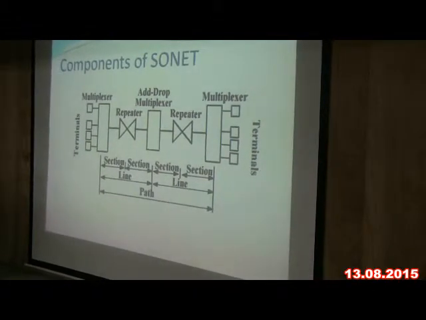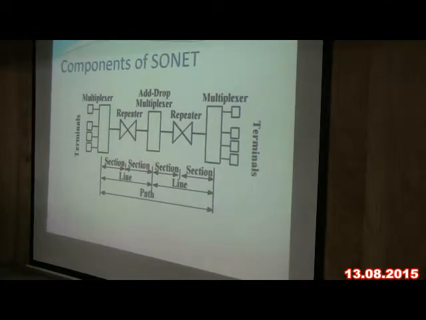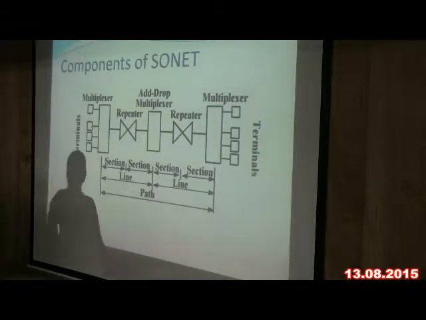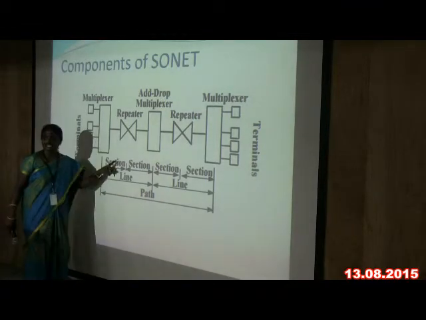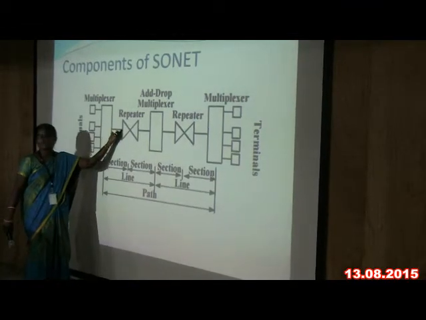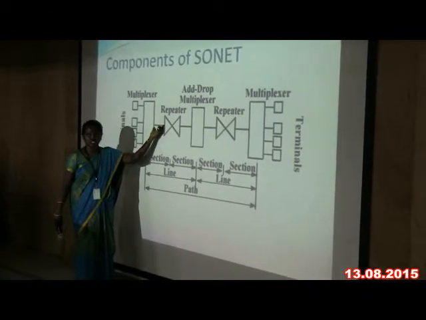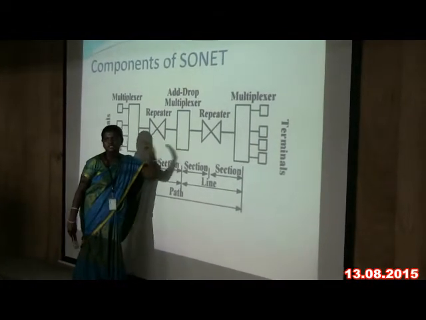Next one is the repeater. This is the basic element present in this SONET. Here three sections are the main sections. First one is the section link. The section link is the connection between the nearby components.